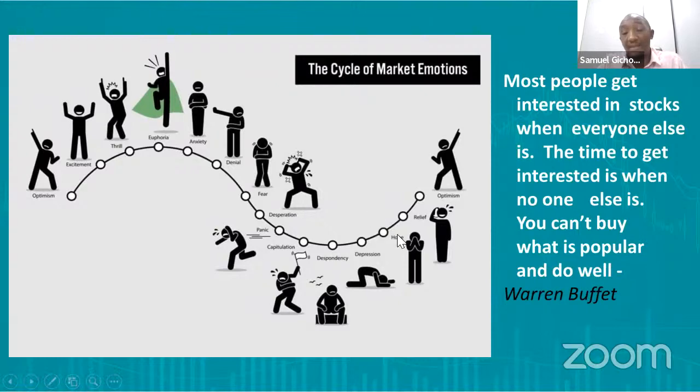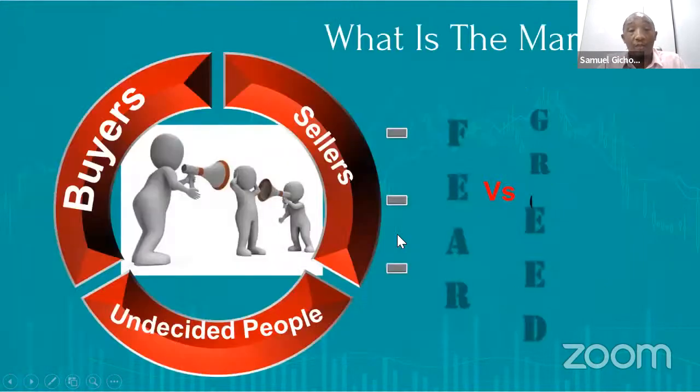I couldn't overemphasize the effects of your emotions on your investment journey. Your biggest enemies in terms of emotions are fear and greed. But before I go into that issue of fear and greed, I'd like to put to you that a market is made up of three components: buyers, sellers, and undecided people. As I ask the question, who do you think is the most important of these three: buyers, sellers, or undecided people?